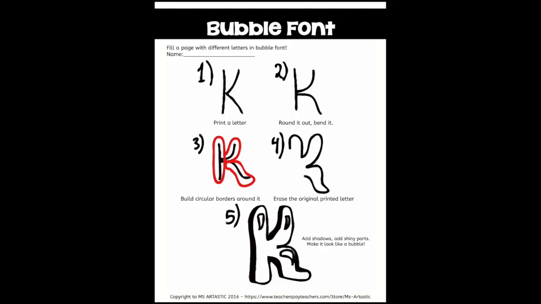This video is going over our graffiti and street art project. The first assignment in this unit is going to ask you to write your name in two different kinds of fonts. This first font is called the bubble font. You'll start by writing your name like normal, and then you will put circular borders around it, erase the original letter, and then you should have a bubble version of your name.